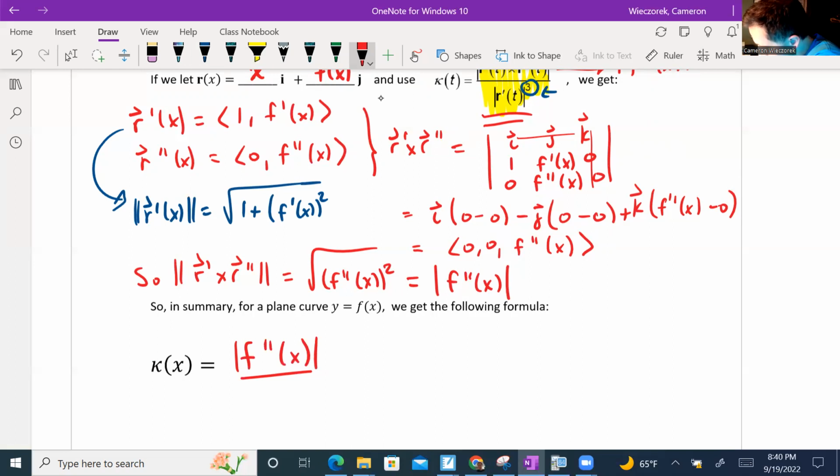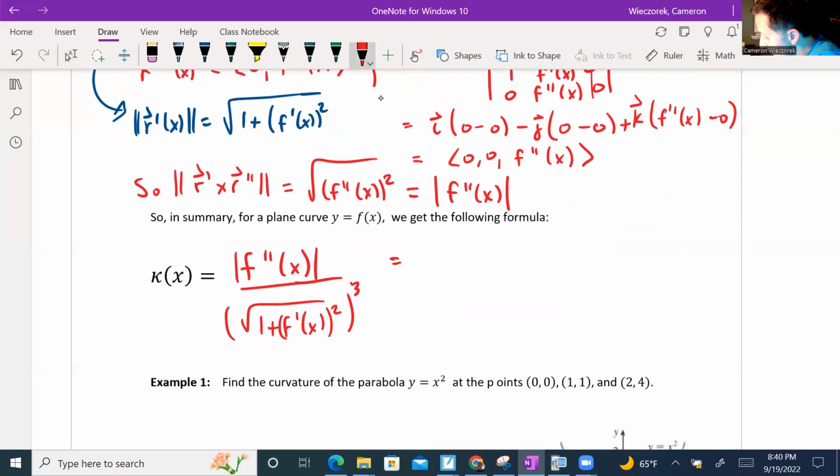over the square root of 1 plus f prime of x squared. All of that is going to be cubed because of our power of 3. And so a more compact way of writing that is the absolute value of f double prime x. And this is kind of the punchline. You don't have to rederive this every time. You can use this result now, but I just wanted to show you where it comes from. Over 1 plus f prime x squared.